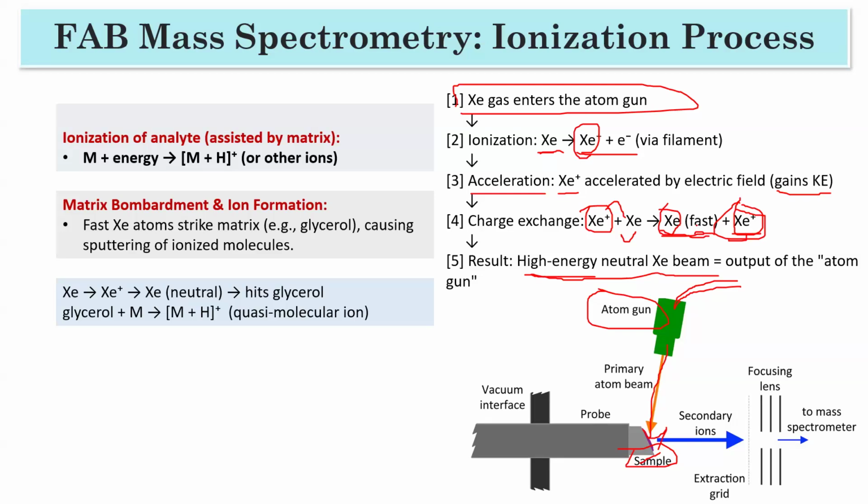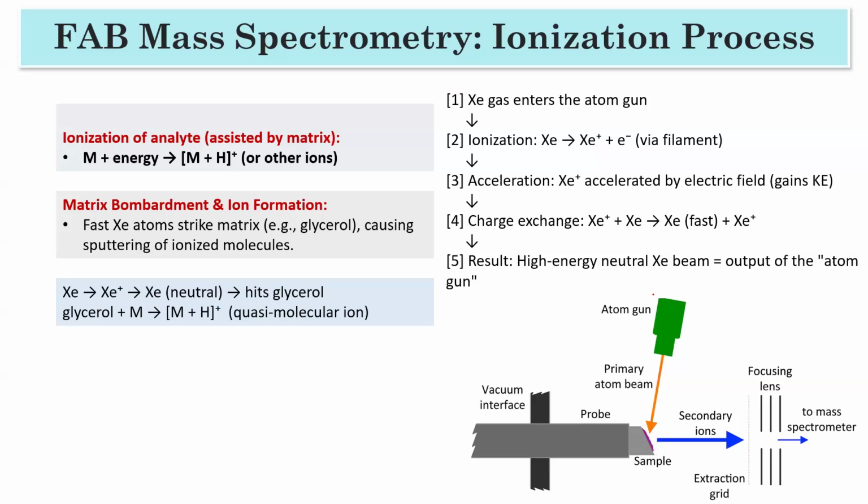So in an atom gun, you cannot directly have xenon with very high kinetic energy. So when people talk about this atom gun, it's not just that xenon gas is there and you are just attacking the sample. No, it's not like that. First there will be ionization, then acceleration, then charge exchange, and then a high energy neutral xenon beam will be created. Please understand this is very important. If you see this atom gun, you can understand what's happening inside.